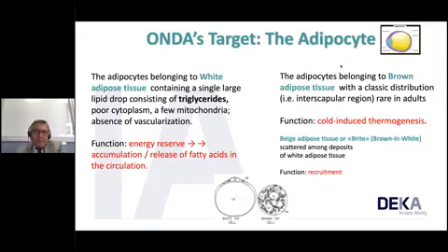We have three types: the white adipose tissue with the function of energy reserve, accumulation, and release of fatty acid in the circulation; the brown, that is the cold-induced thermogenesis, very rare in adults, only in some areas; and the beige adipose tissue, or bright brown and white, that has the role of recruitment, the brown and white in a scatter in the white adipose tissue.